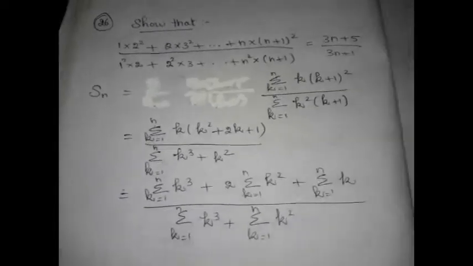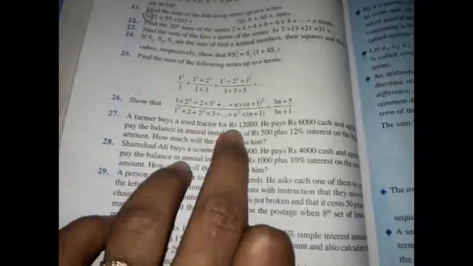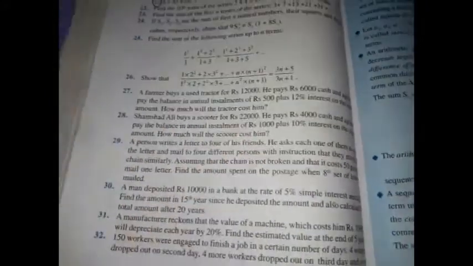Now, let us move on to our next question, 27th. 27th is a situational problem. A farmer buys a used tractor for rupees 12,000. He pays rupees 6,000 cash and agrees to pay the balance in annual installments of rupees 500 plus 12% interest on the unpaid amount. How much will the tractor cost him?